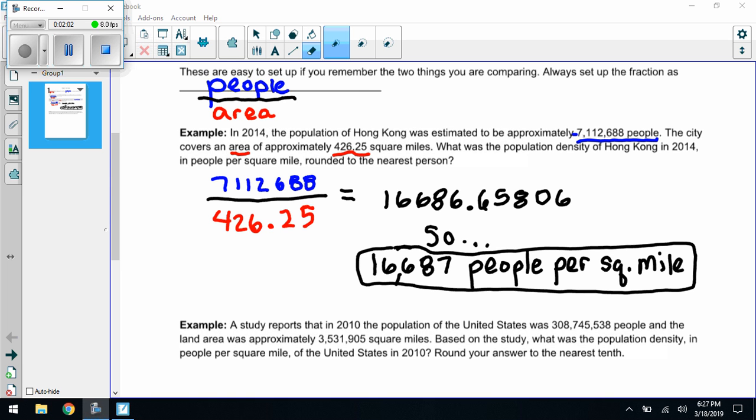But as you know, there's not part of a person, so we're going to round it to the nearest whole number. This 6 here is telling the 6 in the tens place to go up, so that means 16,687 people per square mile.